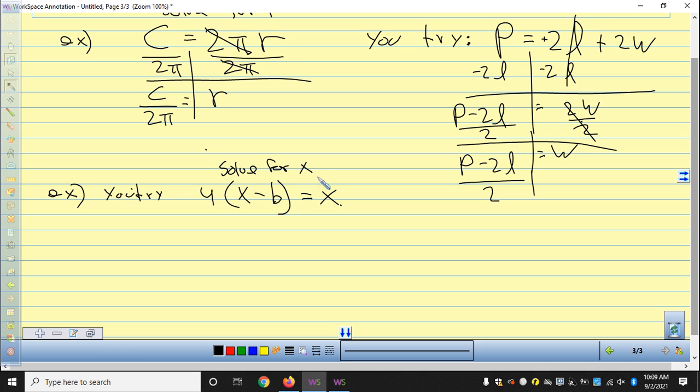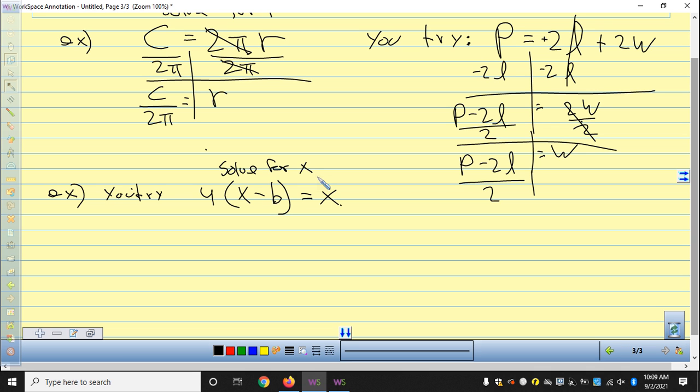Subtract this x on both sides. So 4x minus x is 3x. Oh, no, that's 3x.